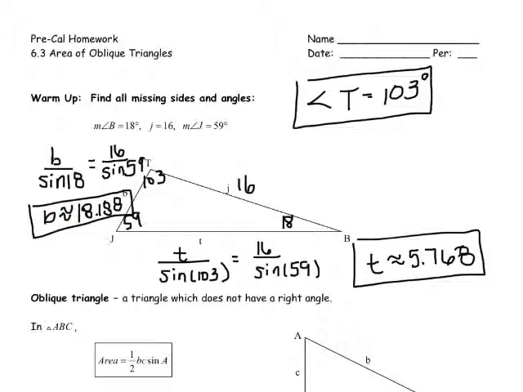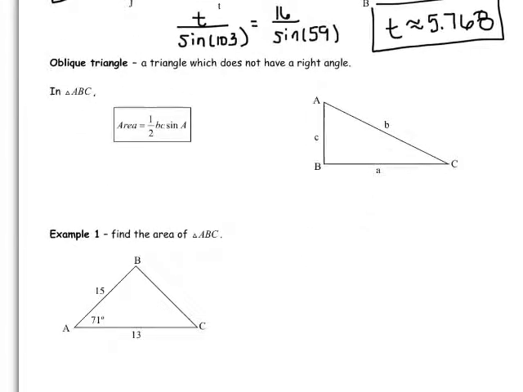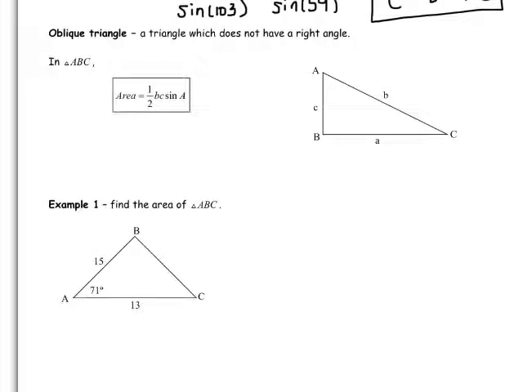If you have to round, you're giving an approximation. Whereas when you don't round, you're giving an exact answer, so then you can use the equal sign. Okay? All right, so what we're doing today is we're actually talking about oblique triangle areas. An oblique triangle is just a triangle that doesn't have a right angle. So actually we've been talking about oblique triangles all week long. Everything we've done has been an oblique triangle because we didn't use right angles.